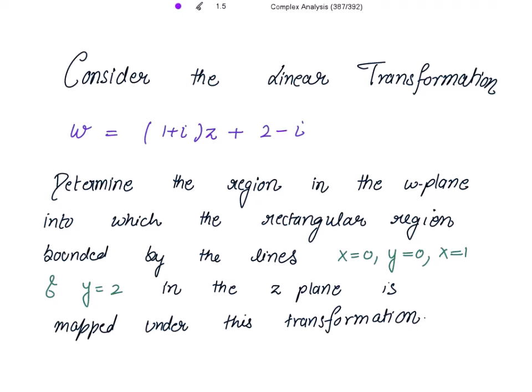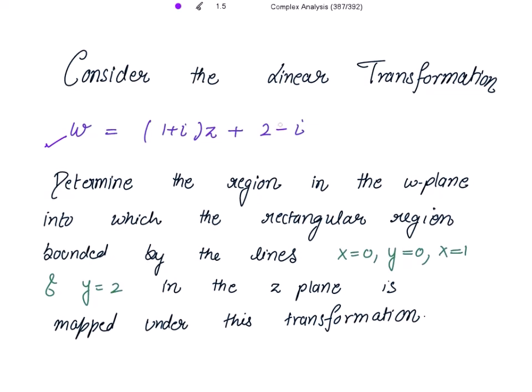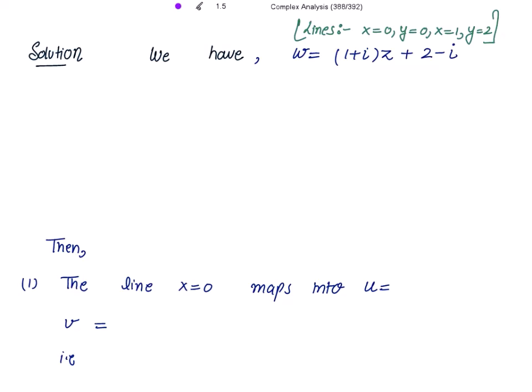Consider the linear transformation w equal to (1 + i) z + (2 - i). We need to determine the region in the w plane into which the rectangular region bounded by these lines in the z plane is mapped under this transformation. So let's check what kind of region is transformed into the w plane. Here these lines are given to us in the z plane.